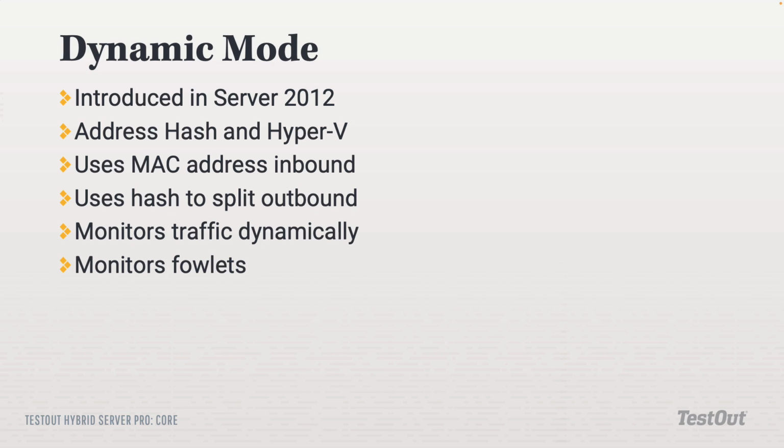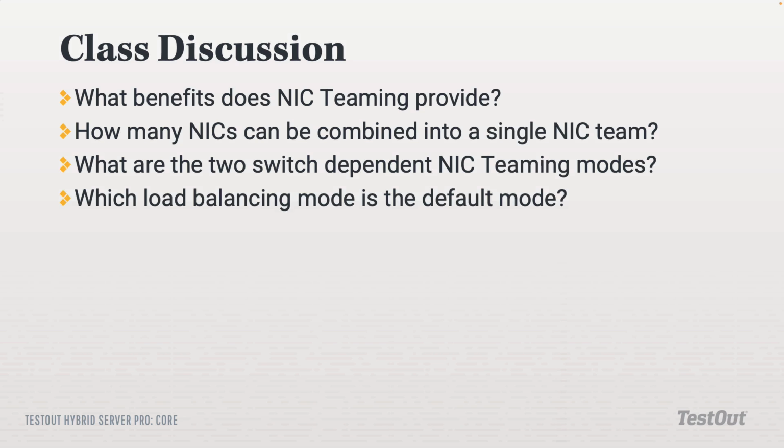So with dynamic mode, we can actually change on the fly. That's what dynamic means, right? With that, it's going to hash the address in order to see if there are spikes in any traffic that's going to a certain interface, and it'll use that hash to do the failover or the load balancing.